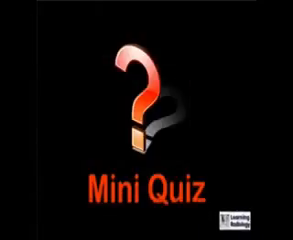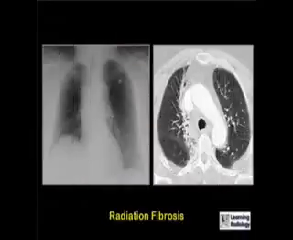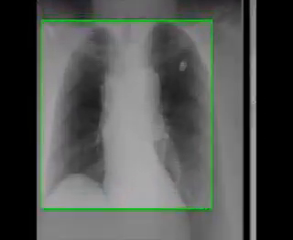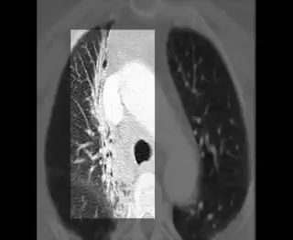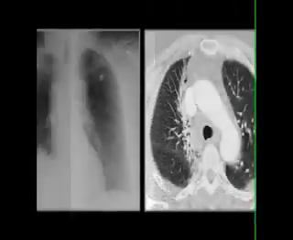It's time for your mini quiz. So the entire session has been on radiation-induced changes. This person has radiation fibrosis of their lung, as you can see is manifest by the irregularity in the right paramediastinal region on the conventional radiograph and in the fibrosis with bronchiectasis in the same area that we see on the CT scan.